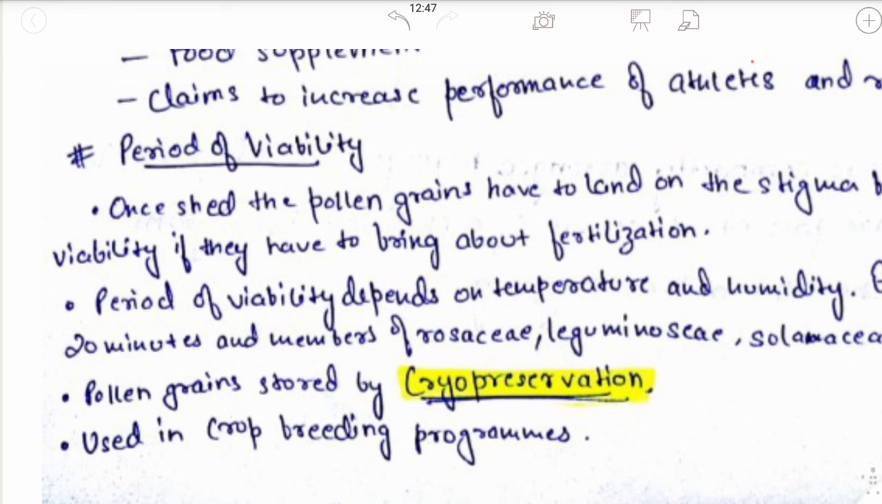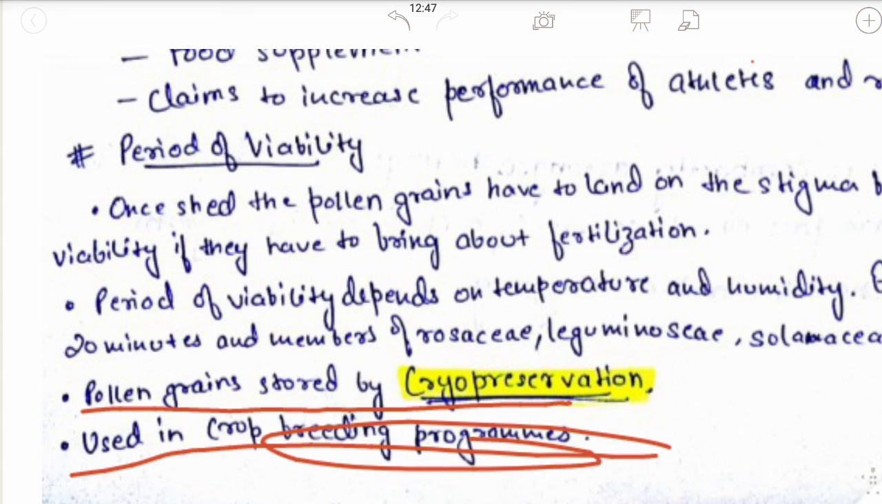Next, pollen grains can be stored by cryopreservation. Pollen grains stored by cryopreservation are used in crop breeding programs.